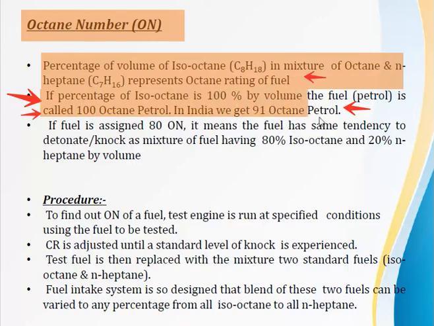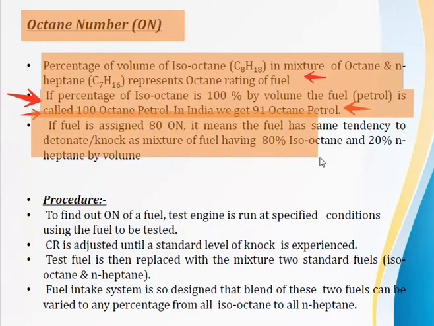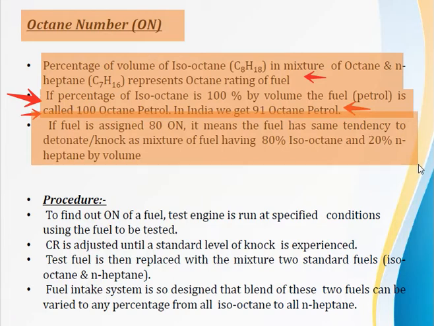In India we have 91 octane petrol, but we also get premium petrol which has a 95 octane rating. It is also called premium petrol, or some manufacturers call it speed petrol. But generally the minimum octane rating of fuel in India is 91 octane. Now let us take an example. If a fuel is assigned 80 octane number, it means the fuel has the same tendency to detonate as a mixture of 80% isooctane and 20% N-heptane on a volume basis.